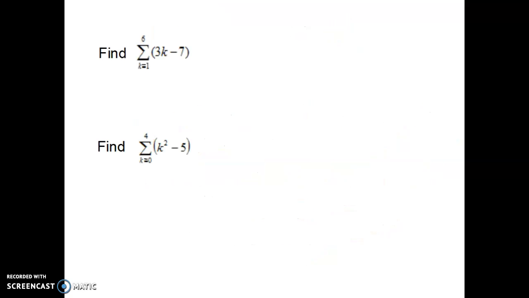What I would like you to do is to try out these two examples to see if you can find the sum of each one. So press pause and then start it up again when you're ready to look at the answers.